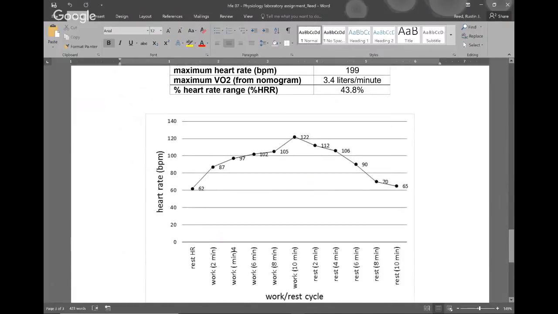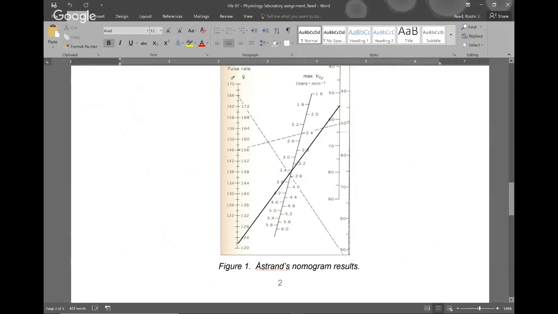This number here. So for this person, it was 122 at that 10-minute mark. That was the highest recorded heart rate. So that's what you'll mark down here. And you can see it's between 120 and 124. It's 122. That's for female. Where this line crosses this VO2 max line is your VO2 max. So you can see for this person, it crosses at about 3.4.